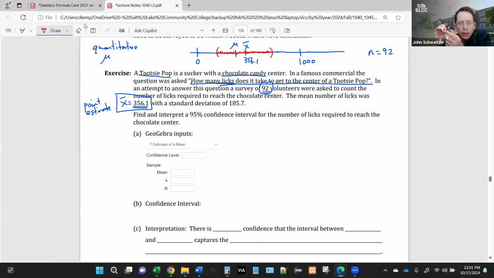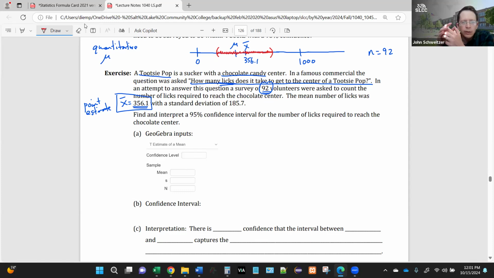Okay, so let's do this twice. Let's do it once kind of quickly with software, and then we'll do it a second time more slowly. We'll use the formulas by hand, and we'll also make sure we check the distribution requirements.